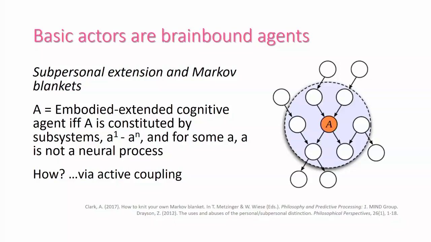So how does extension work in this context? Well, it's just to say that whatever falls under the agent is within the Markov blanket that's relevant for explaining behavior and action. So the claim is that agents are able to dynamically extend Markov blankets relevant to their cognitive processes beyond their proximal bodily situation. And the means by which they do this is a kind of active coupling with their environment.